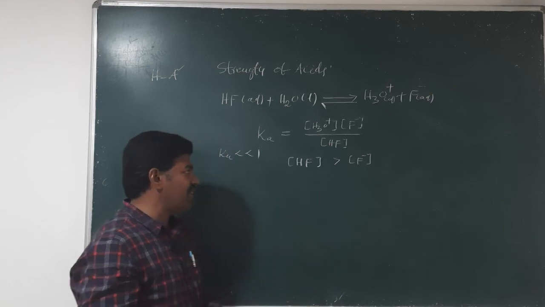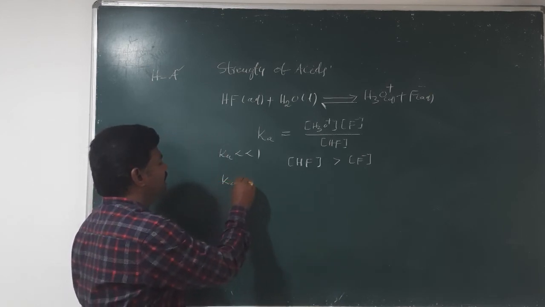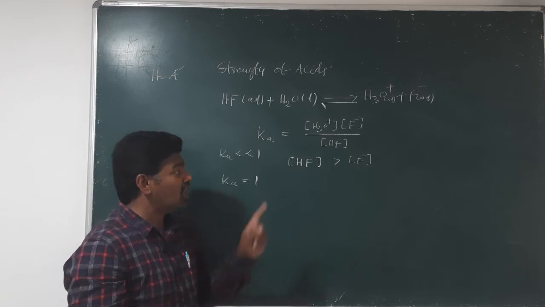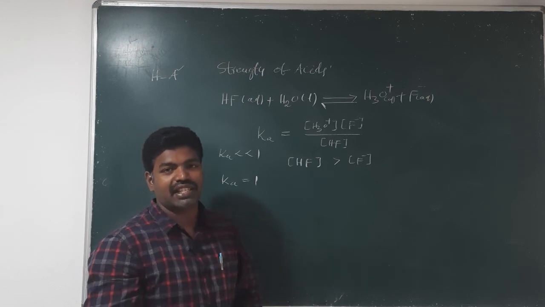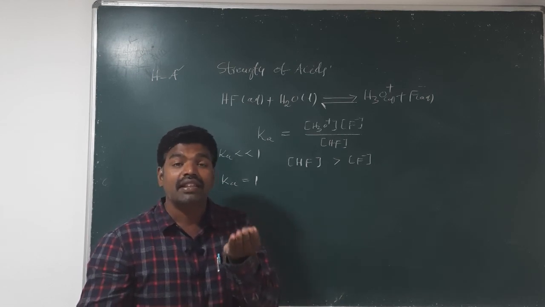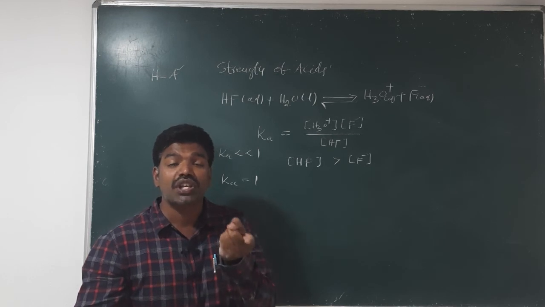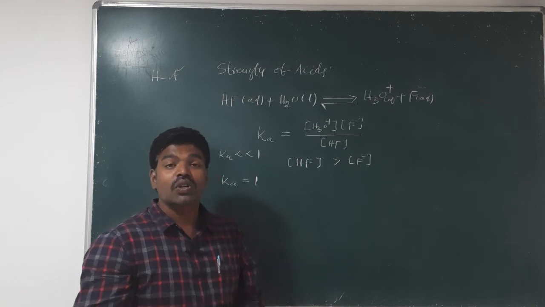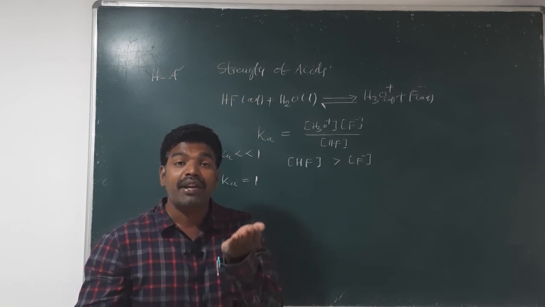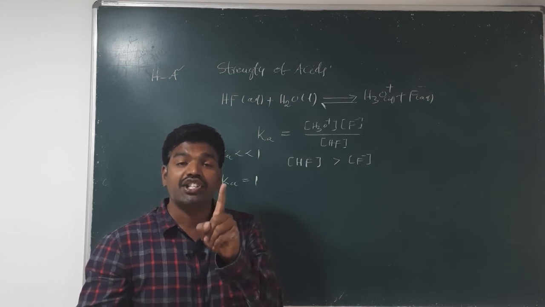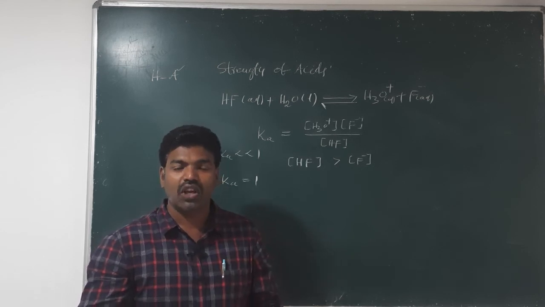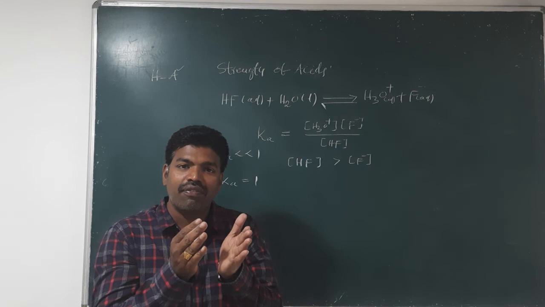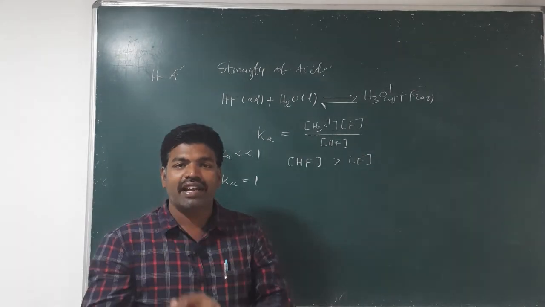Let us see the next case. If Ka comes out to be equal to 1, that means the concentration of HF is equal to the concentration of F minus. That says complete dissociation of molecules. So that means acid strength depends on dissociation of its molecules in water or in solvent. So, acid strength depends on dissociation of acid in solvent.